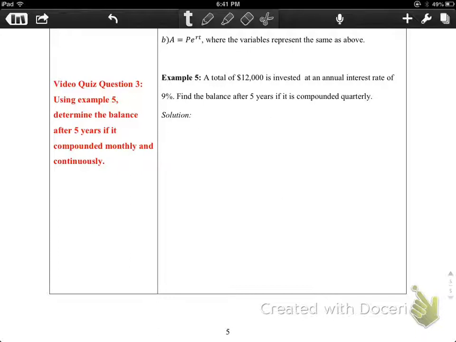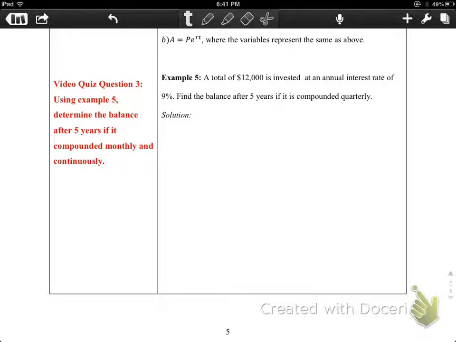Okay, so let's look at example 5 and work this one out together. And as you can see to your left, we have your video quiz question 3. So you just have 3 questions for your quiz, although I know they may take different steps.